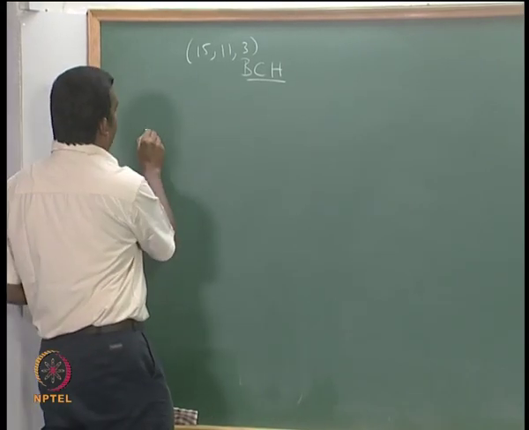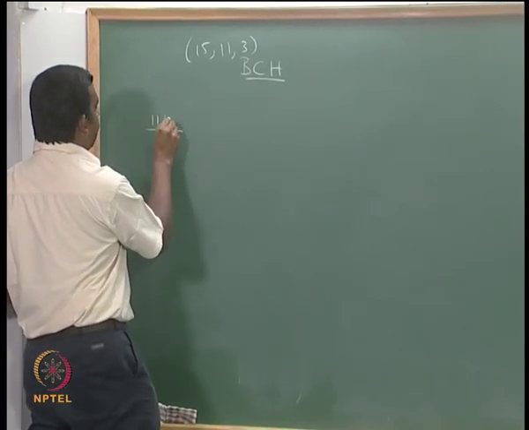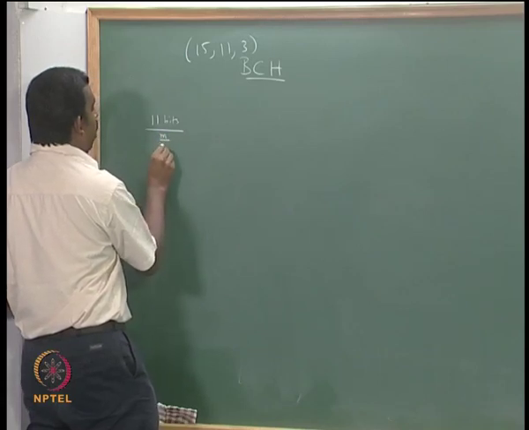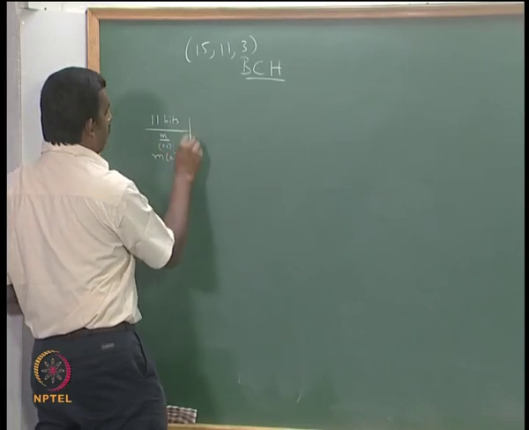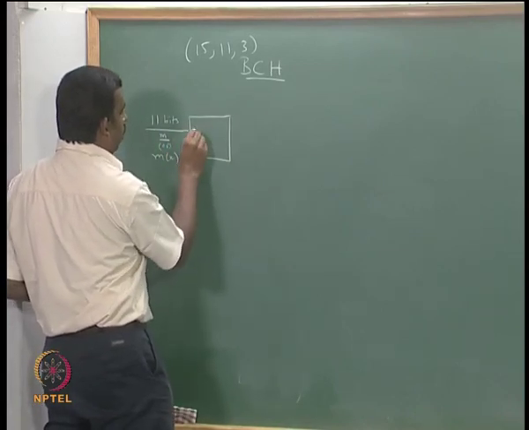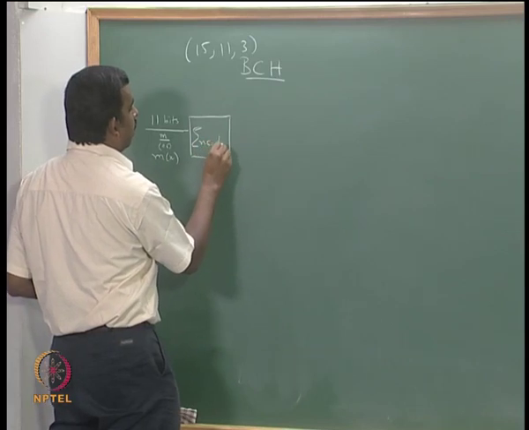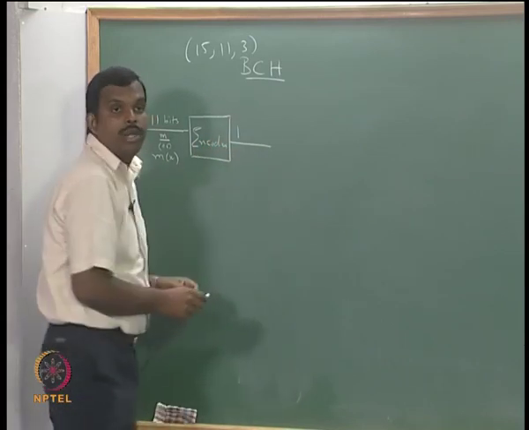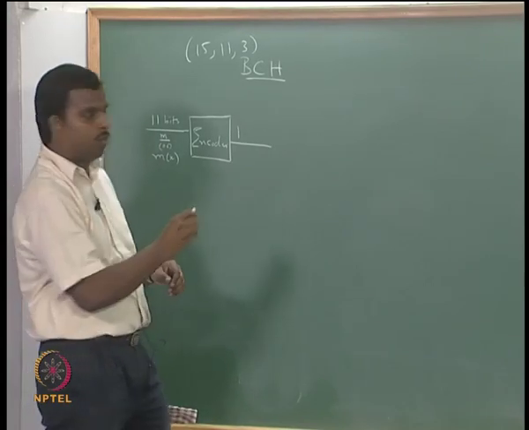Okay. So you would have 11 bits. Let's call it a message vector m or a message polynomial m of x. You are going to do an encoding, and you would get how many bits? How many bits? 15 bits.